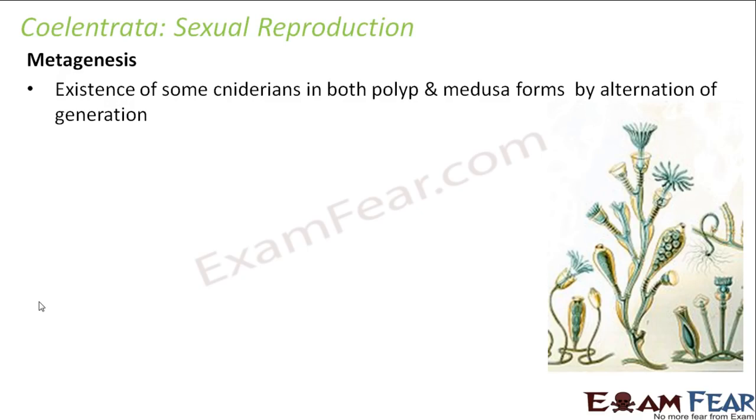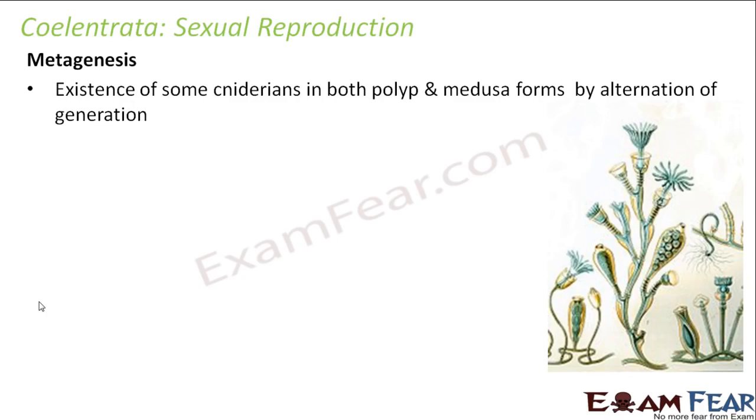I mean, for some of their lifetime they existed as polyp, and the remaining time of their lifetime they existed as medusa. So that means during their lifetime the conversion from polyp to medusa or medusa to polyp happened. Those kinds of coelenterates were rare, but there were some. Now this phenomenon is known as metagenesis, that is, existence of both polyp and medusa forms.